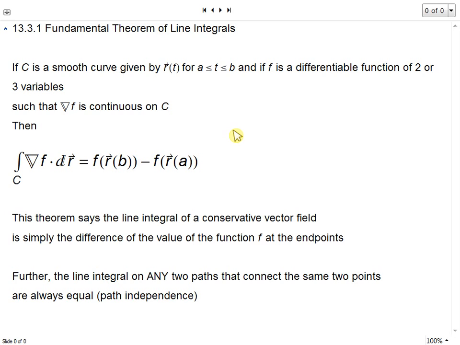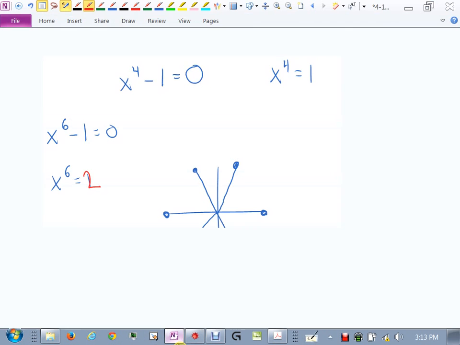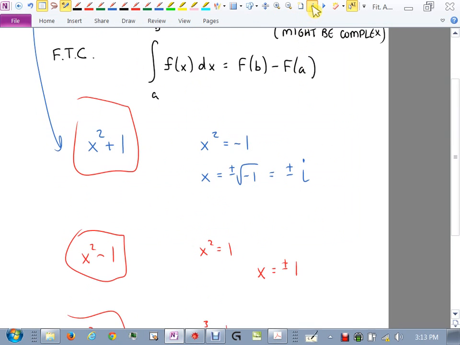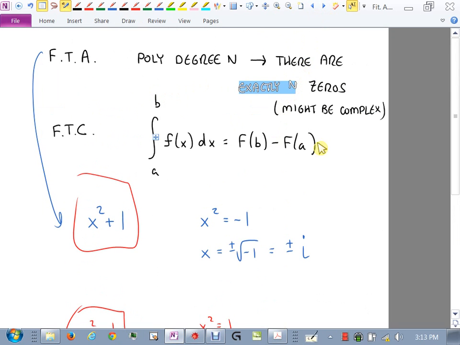What's r of b? Well, r is our curve. What's b? The endpoint of the curve. So you evaluate the original function at the endpoint of the curve. You subtract from that the original function at the starting point of the curve. Do you see the similarity? Yep, it's just an extension of this one right here.